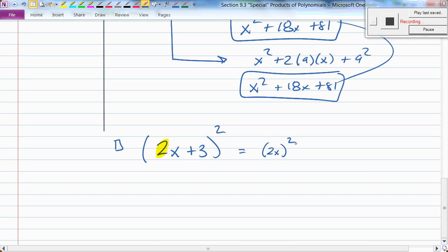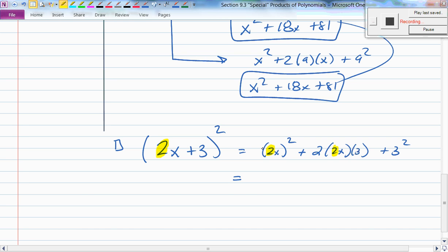2x squared. And then 2 times 2x times 3. And then finally 3 squared. So what students forget to do a lot of the time is they forget that the 2 has to be tagged along with it there and there.